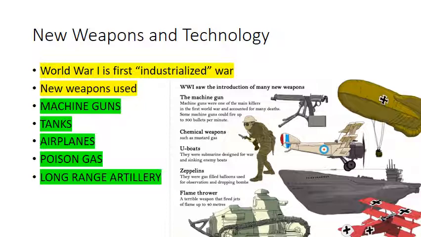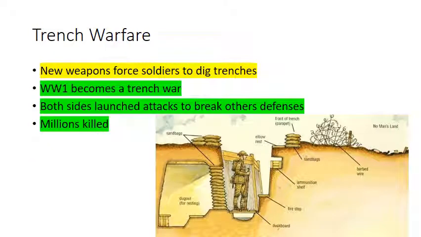zeppelins, and flamethrowers. So U-boats, of course, are submarines, zeppelins are blimps, flamethrowers, and we're going to also have chemical weapons, chlorine gas and mustard gas. So this will be a horrible war.